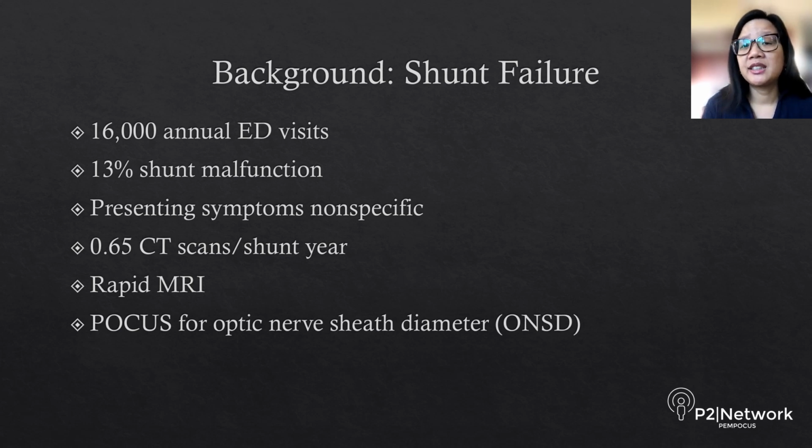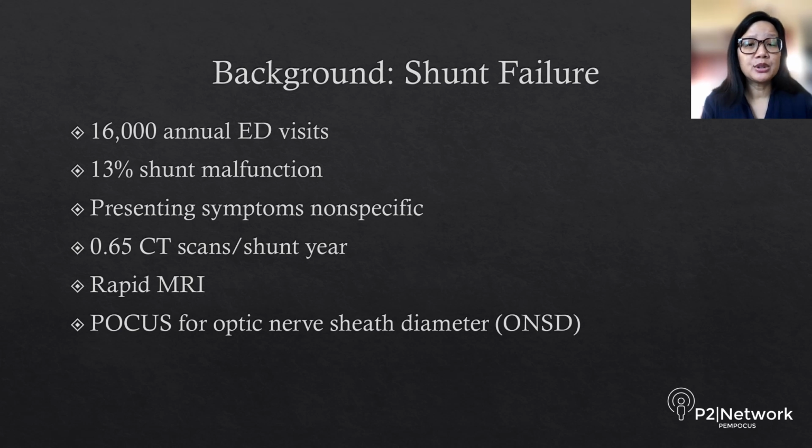Because of the potentially devastating consequences of missing shunt malfunction, we get imaging on these kids, either CT or rapid MRI. In one study looking at how many CT scans these children get, children with VP shunts underwent a mean of 0.65 CT scans per year. So children with VP shunts present for multiple years get multiple CTs. There's an obvious downside in that these kids get exposed to a lot of radiation from the CT scan, which increases the risk for malignancy later in life.